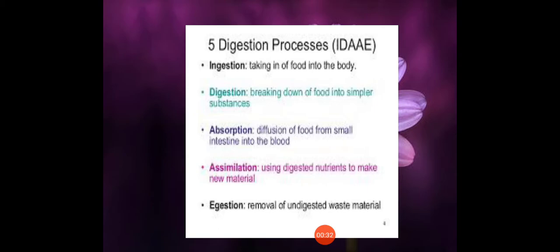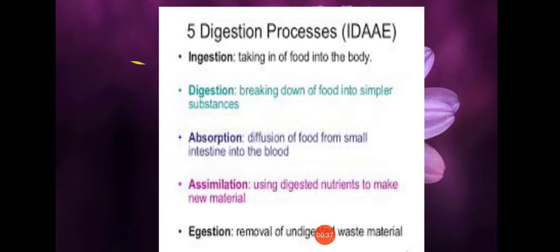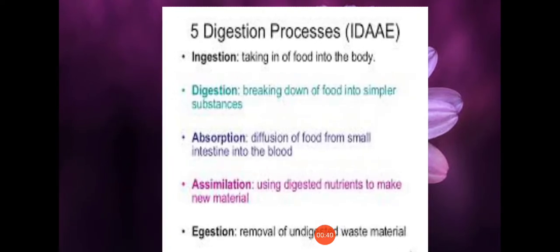Five processes are involved in the digestive system. They are ingestion, digestion, absorption, assimilation, and egestion. Taking in of food into the body is known as ingestion. Breaking down of food into simpler substances is known as digestion. Diffusion of food from the small intestine into blood is known as absorption.